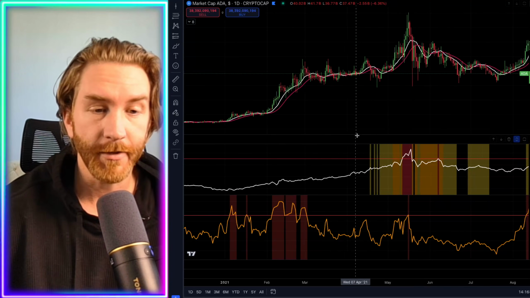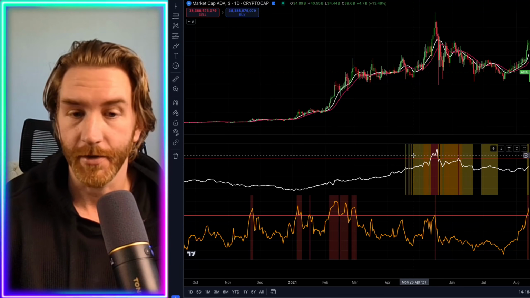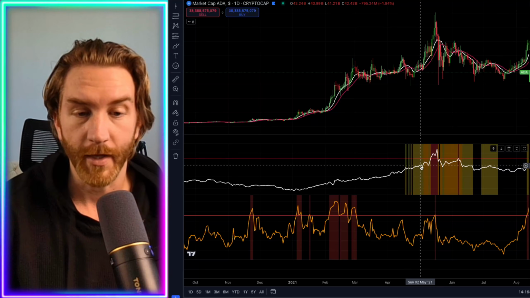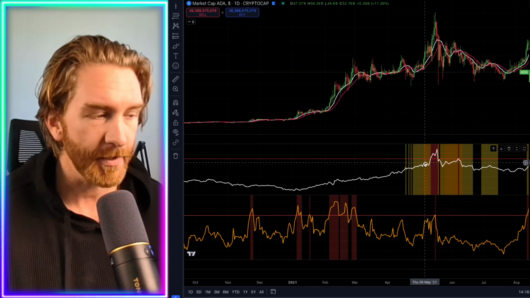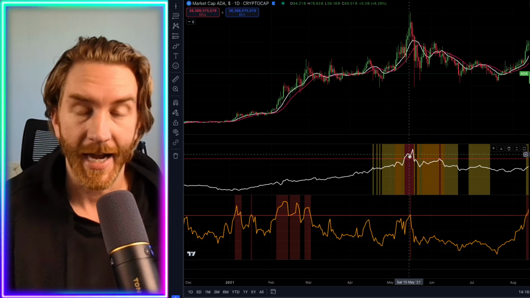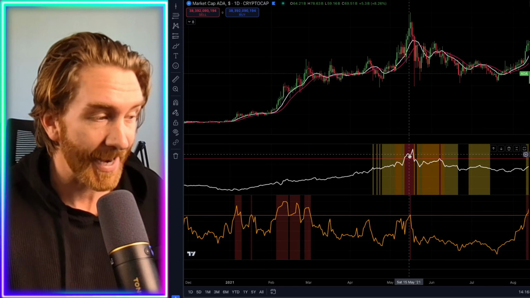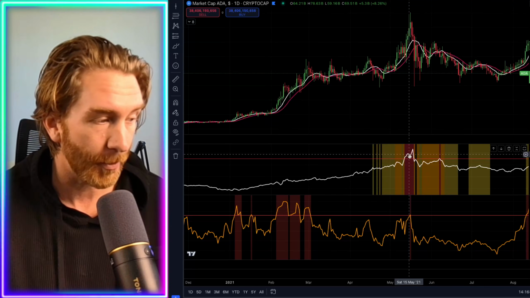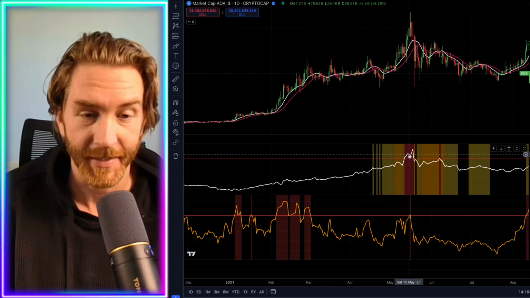So we have a yellow that flashes saying, hey, it's probably smart to take 30% out. When we see this white line reach into the orange, it's probably smart to take another 30 to 40% out. Then when we see the red, that is time to completely jump off the ship and exit. It's time to take all your profits, go home, go on a ski trip, and forget about cryptocurrency entirely.